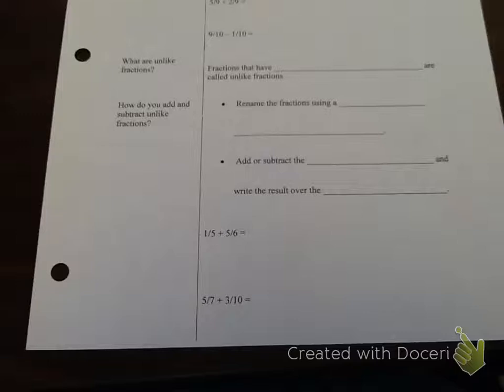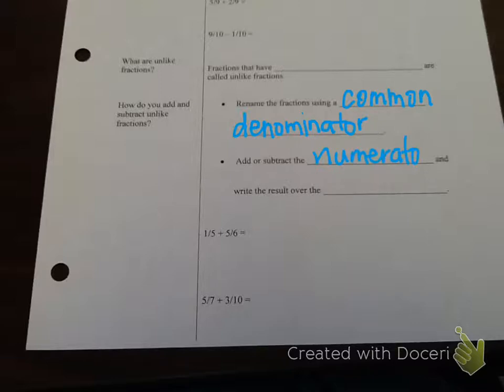How do you add and subtract unlike fractions? Well, we first have to rename the fractions using a common denominator. And then all we do is add or subtract the numerators and write the result over the denominator.